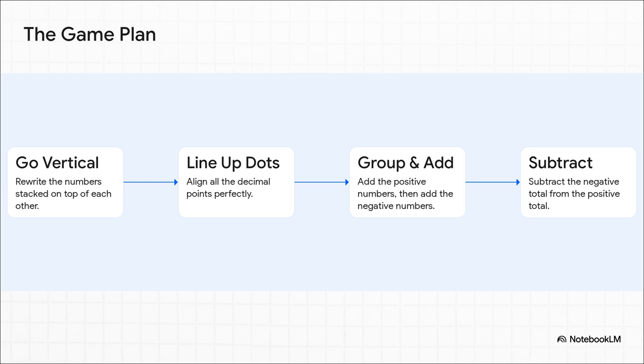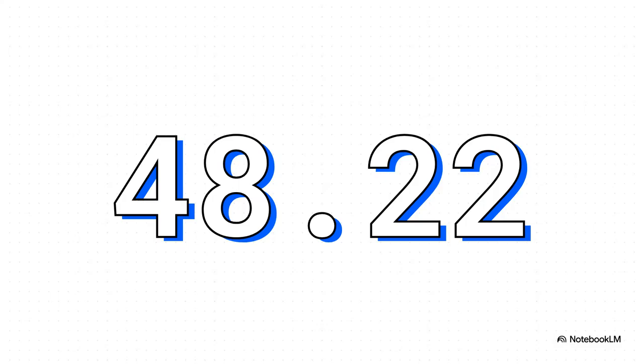You know, it helps to add some placeholder zeros just to keep everything tidy. Then it's simple: add each column up, and finally subtract the total of the negatives from the total of the positives. And after all that careful lining up, we get our final, beautiful, clean answer, 48.22. You see, the math itself wasn't so hard. It was the setup, lining up those dots, that was the real key to success.